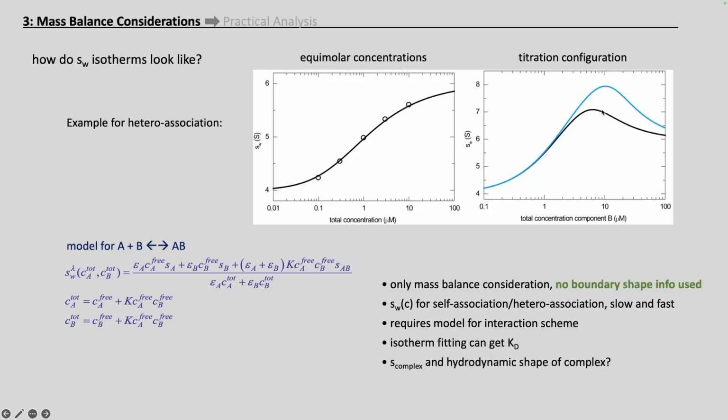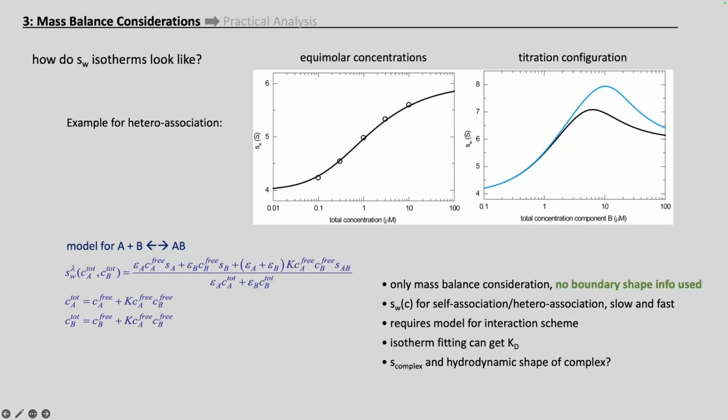However, it's not essential that the concentrations are picked in any such rational way. In any case, once we have a set of SW values as a function of concentration, we then fit it with a model that describes the signal-weighted average sedimentation velocity. The theoretical expressions will take a form similar to this, where we have contributions from each species with their respective signal contributions and their populations taking into account mass action law.